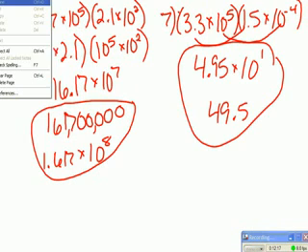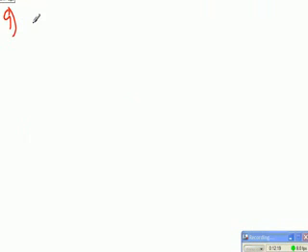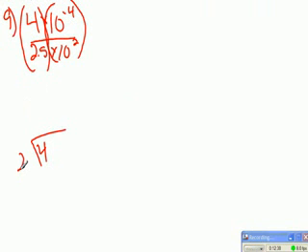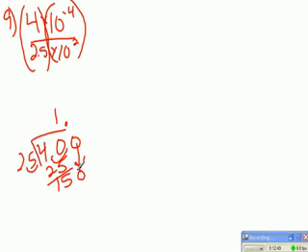On to number 9. Number 9, I have 4 times 10 to the negative 4th over 2.5 times 10 squared. So split it again, kind of section those off so you can tell what you're doing. 4 divided by 2.5, if you don't know, you do this. Put a 0, move the decimal. 25 into 40 goes once, that's 25. Subtract, you get 15. Put a 0, bring it down. 25 into 150 goes 6 times. So I got 1.6 times 10.